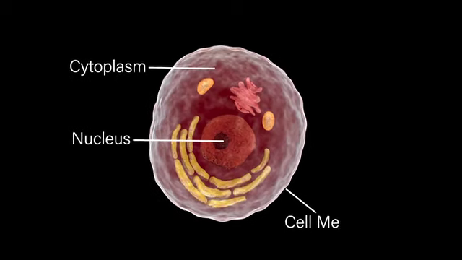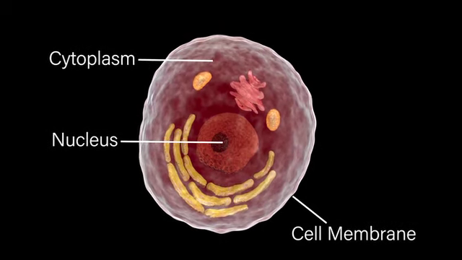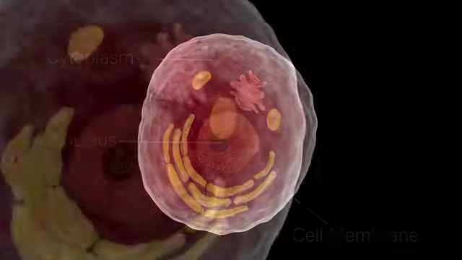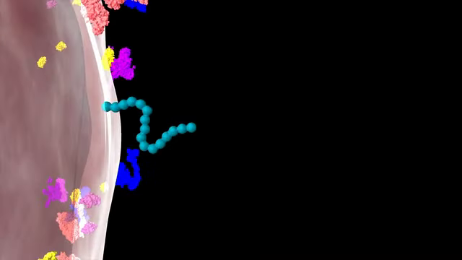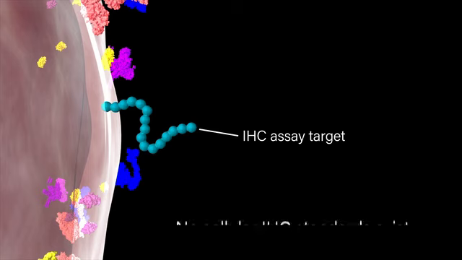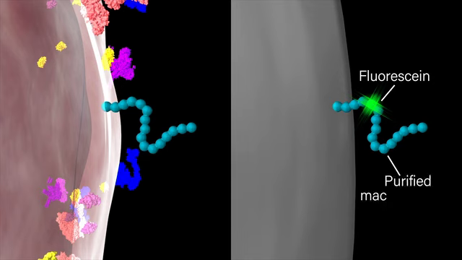Here's how. Immunohistochemistry is used to detect one type of macromolecule amidst thousands on a cell. This animation illustrates diverse proteins on the cell membrane, with one of them being the assay target. So, how to create an immunohistochemistry reference standard for that molecule? The cells themselves aren't suitable reference materials. Boston Cell Standards developed a synthetic cell equivalent with defined molecular concentrations as needed for a calibrator.